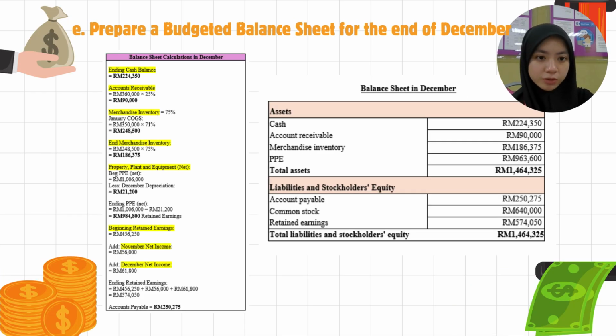And for the last question, prepare the budget balance sheet for the end of December, which is in this section. We will conclude by taking the ending cash balance, which is the cash, and we will add accounts receivable, merchandise inventory, and PPE. So that's the total assets. And then we will calculate the liabilities and stockholders' equity, which is accounts payable plus common stock plus retained earnings. The answer for total assets and total liabilities and stockholders' equity should be the same.